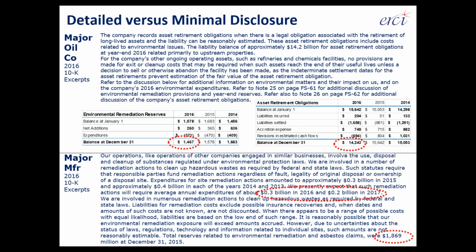Another issue that we saw driving the need for ASTM 3123 was detailed versus minimal disclosure. Here's an extract of the 2016 annual reports of two different companies that are roughly the same size. The top half, you can see more or less a heavy level of detail about where spending has been occurring and where money has been going over the last 3 years.